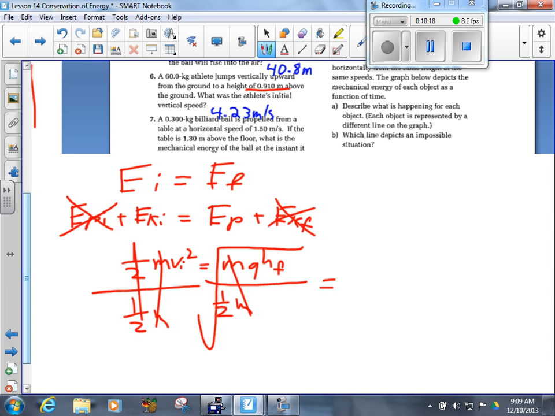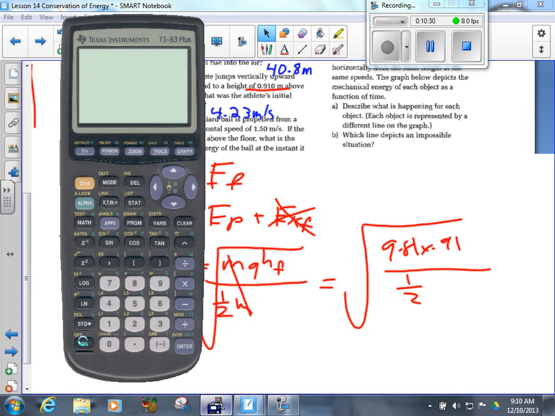All right, so if I want to calculate what that is, I'll have 9.81 times 0.91 over 1/2. Okay, so when we plug that into our calculator, we should get 4.23 meters per second. All right, everybody follow what I did there? Okay, so like I said, we did a few of those yesterday, but probably have forgotten a little bit of it.